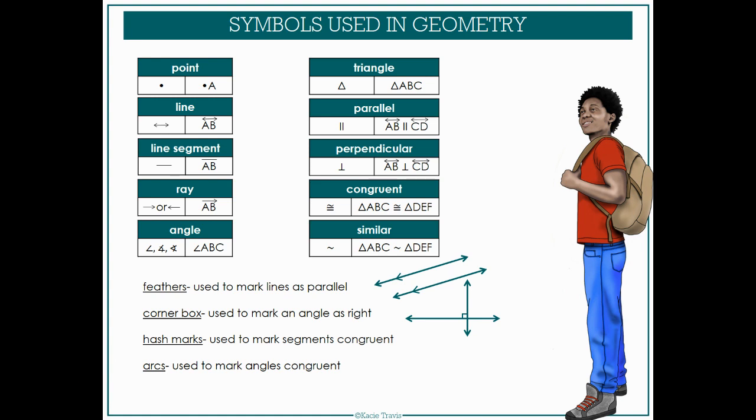Next is a hash mark. Now, a hash mark is going to let you know which segments are congruent. So on this triangle, you see this little mark here and this mark. This is going to let you know that these two sides are the same.